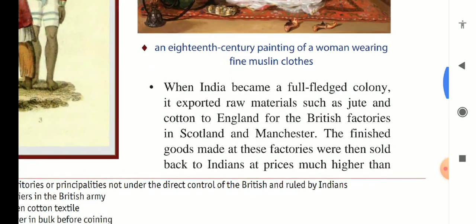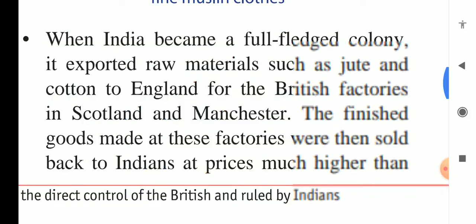Let us see. When India became a full-fledged colony, it means almost all the parts of India were colonized. It exported raw materials such as jute and cotton to England for the British factories in Scotland and Manchester. So these kind of things like jute and cotton were exported as raw material to England and other British factories in Scotland and Manchester. Scotland is a country and Manchester is a city of England, right?